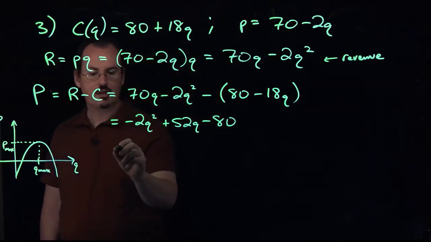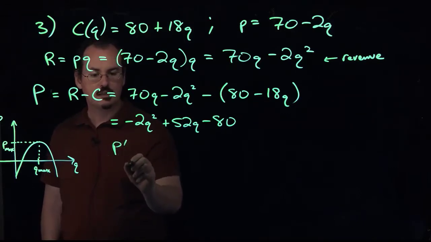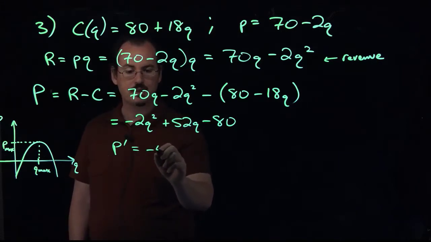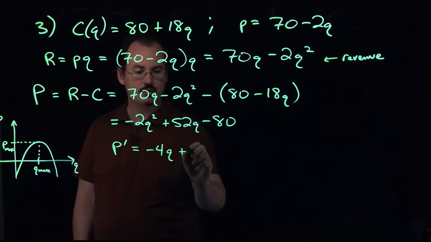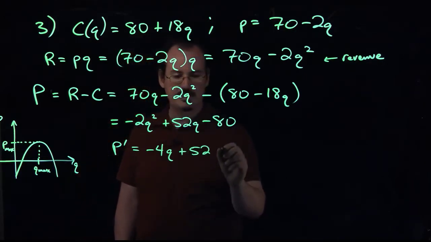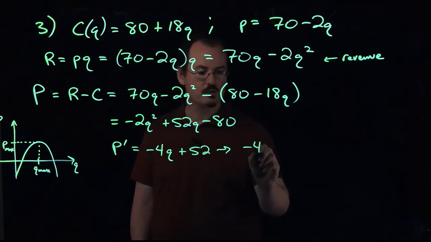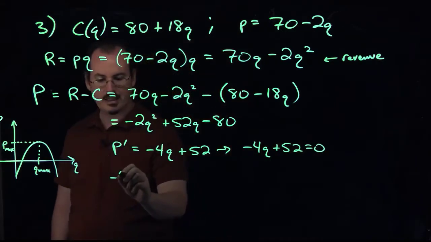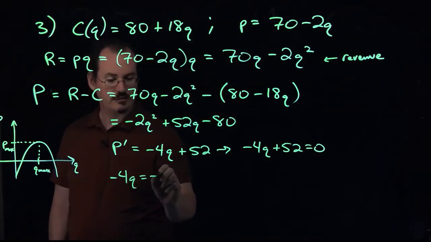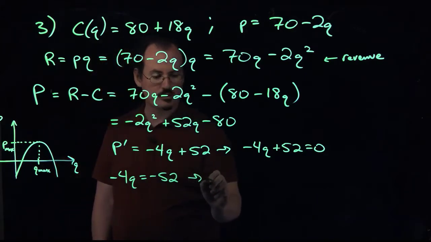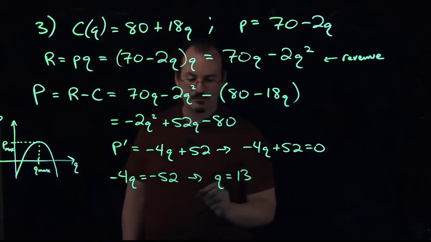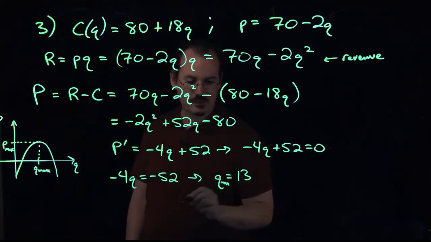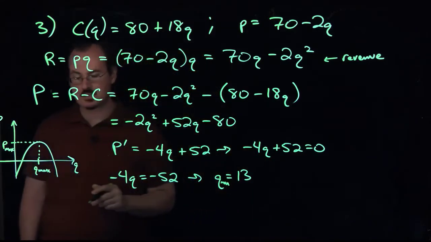So in order to find that, we want to find P prime. We want to find the derivative of this thing. By the way, P prime is actually called the marginal profit. We want to find where the marginal profit is equal to 0. So this is negative 4q plus 52. Okay, and then we set that equal to 0. So negative 4q plus 52 equals 0. Solving that, we get negative 4q is equal to negative 52. Divide both sides by negative 4. Q is equal to 13. So that is actually the Q max value.